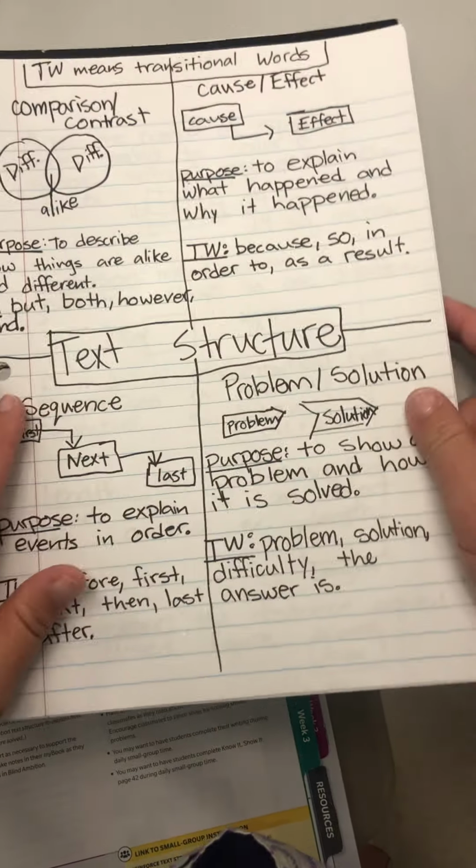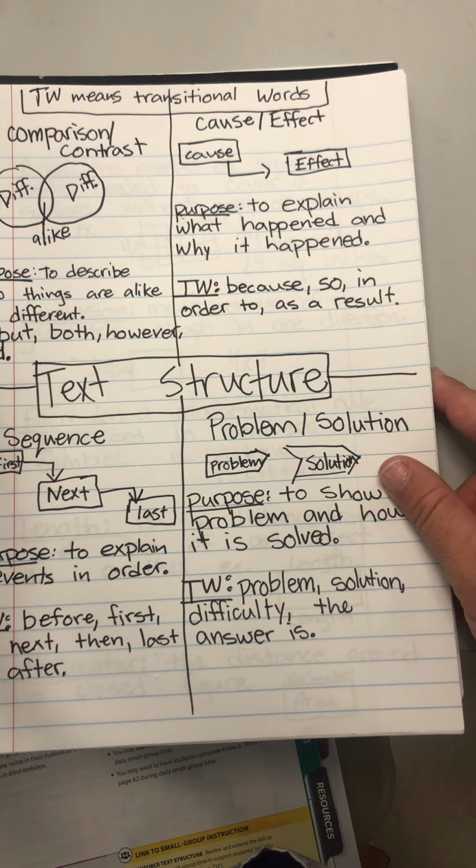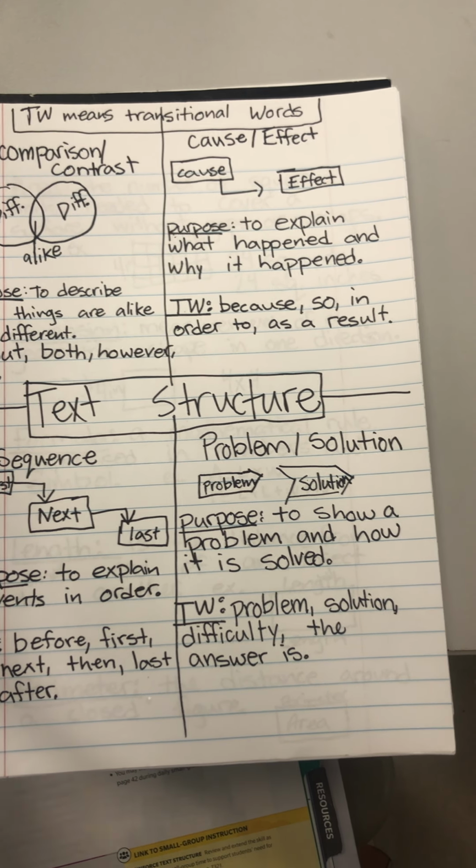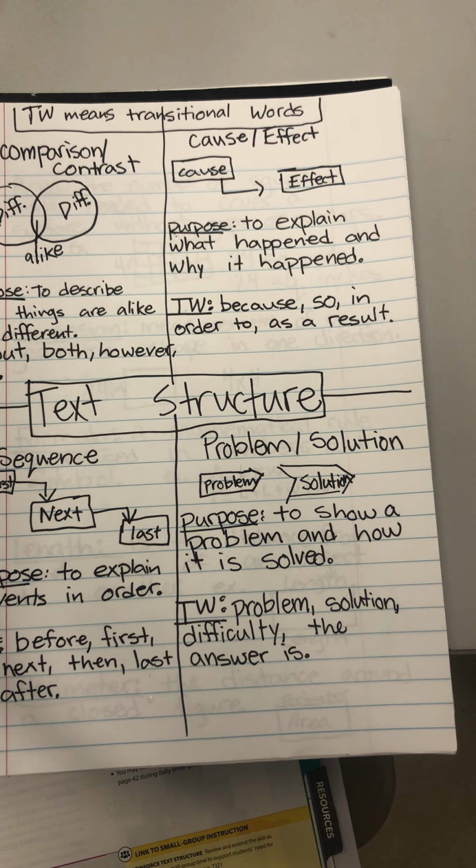If I said what's the cause, and then that, alright, so something happens, the effect is what happens because of it. So to explain what happened and why it happened: I got my shoes wet because it was raining. Because it was raining, I got my shoes wet.